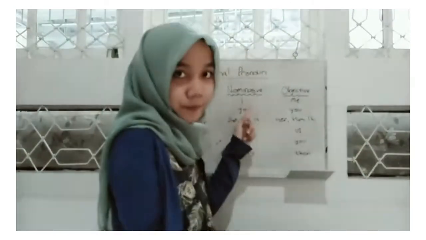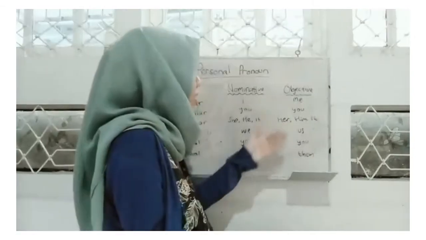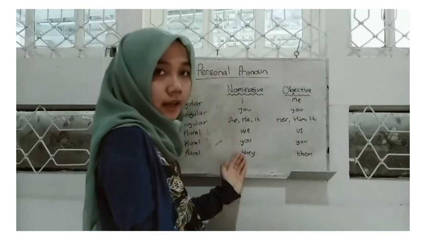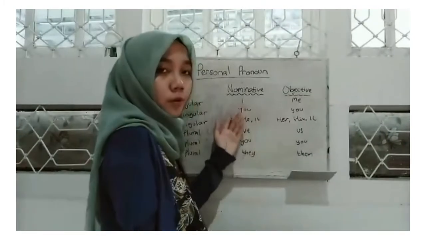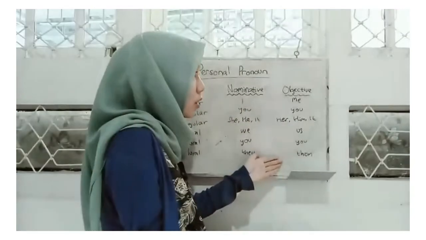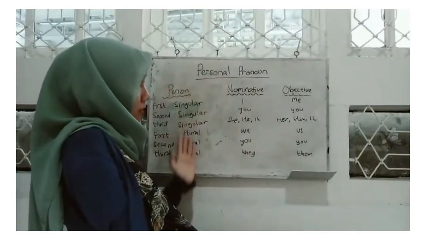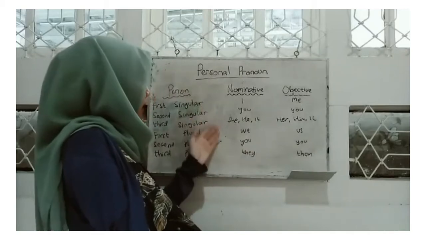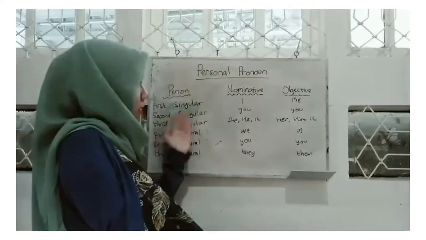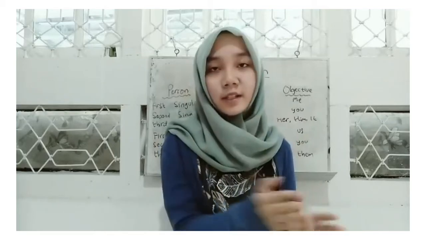You can see on my whiteboard there are nominative, also called subjective pronouns, and objective pronouns. So I, you, she, he, it, we, you, they are all subjective pronouns or nominative. And me, you, her, him, it, us, you, them are all objective pronouns. And these are by person, subjective and objective, like first person singular as in I, second person singular as in you, and etc. So I want to clean up my whiteboard before giving you an example.